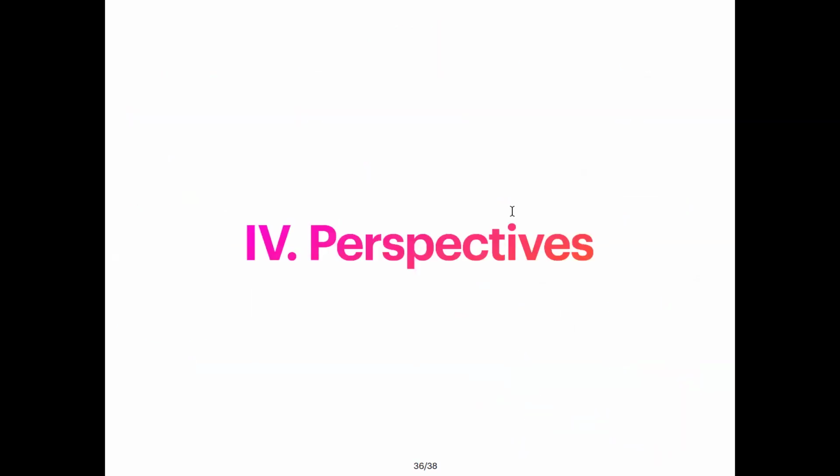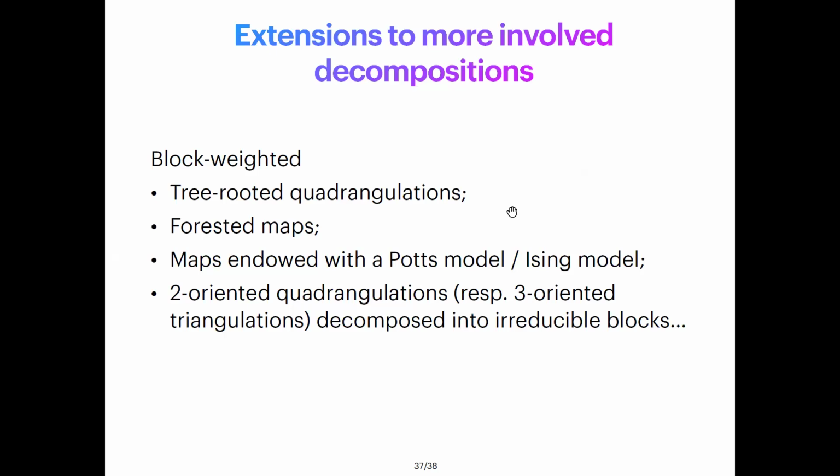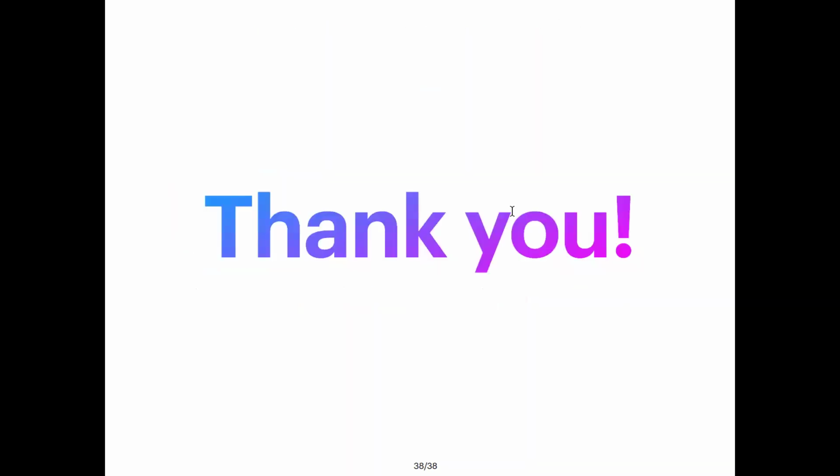Now, what we hope to be doing in the future along these lines of work is extend this to more involved decompositions. For example, block-weighted tree-rooted quadrangulations, forested maps, maps endowed with a Potts model or an Ising model, and tree-oriented quadrangulations or tree-oriented triangulations decomposed into irreducible blocks. These decompositions are a bit more involved, not just a bit, they are more involved, but we hope that on the probabilistic level, this does not change too much, and that we'll be able to do the same kind of computations. Thank you very much.